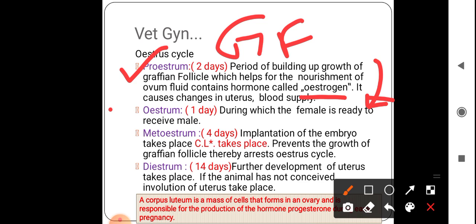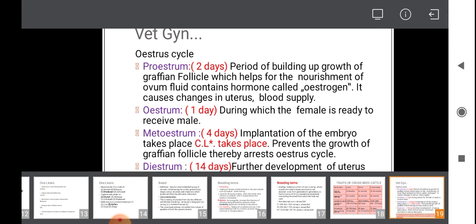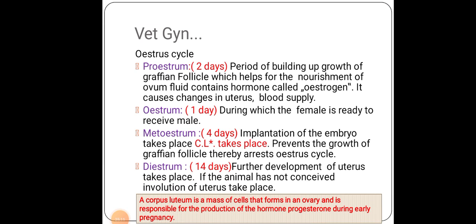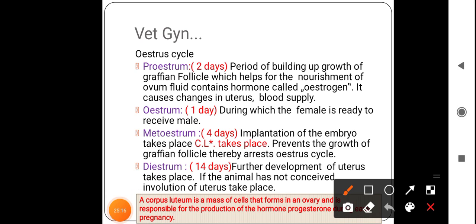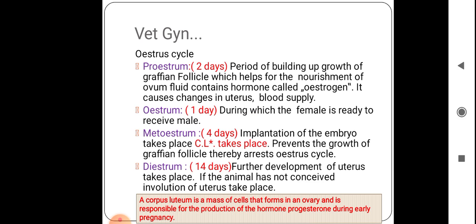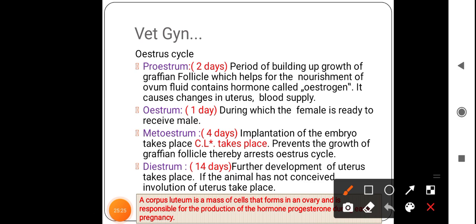This is the phase where the animal comes in heat and is ready for receiving a male, which is called estrum. This is the shortest period, just 1 day, and the female is ready to receive the male. Then the AI or mating happens, and the semen is introduced into the animal. Then what happens? Metestrum, implantation of the embryo.